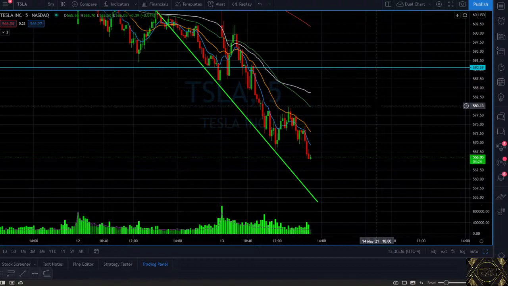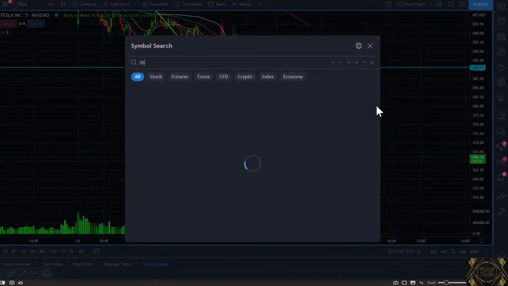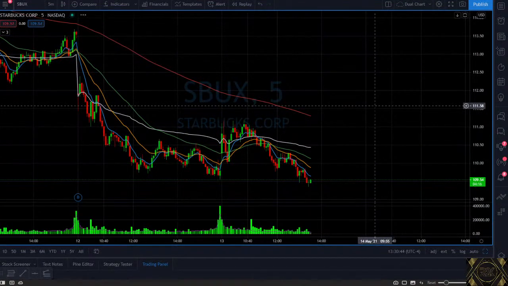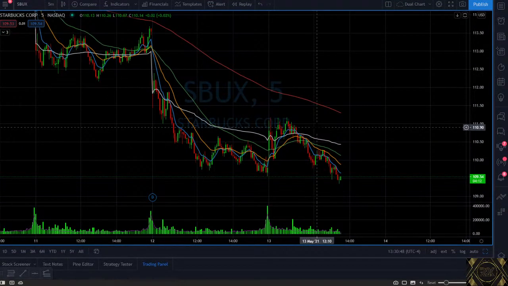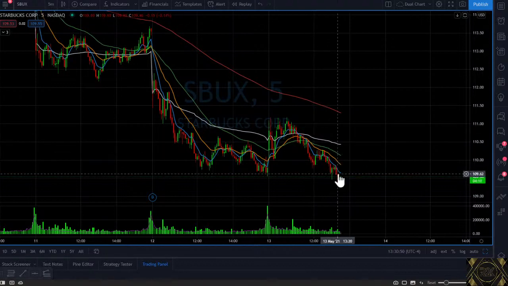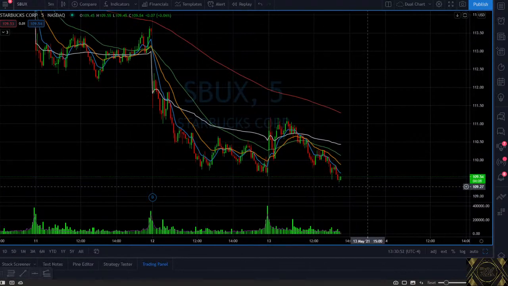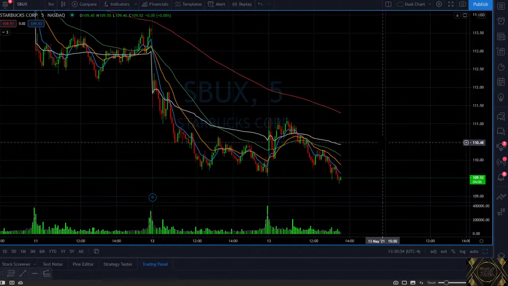So anyways, we have Tesla right here, Starbucks. All those, once again, we're buying time with those plays. This one went slightly green this morning to about $3, and then it went back down. So you can see we're at a support right here, bouncing and going up.